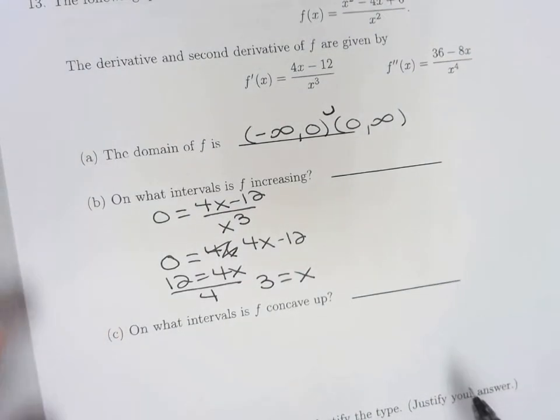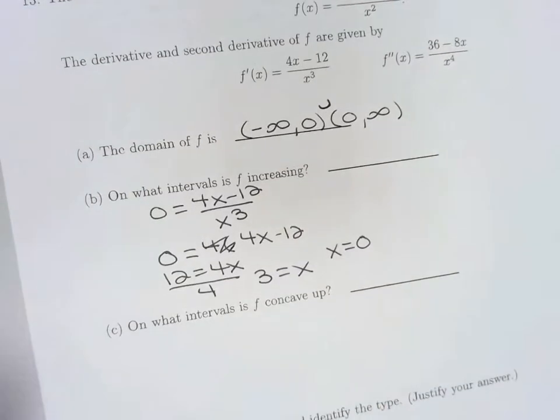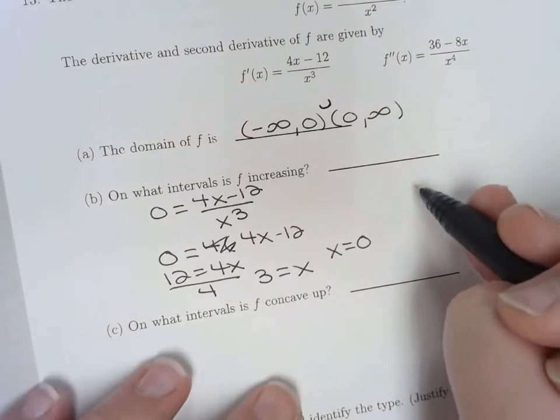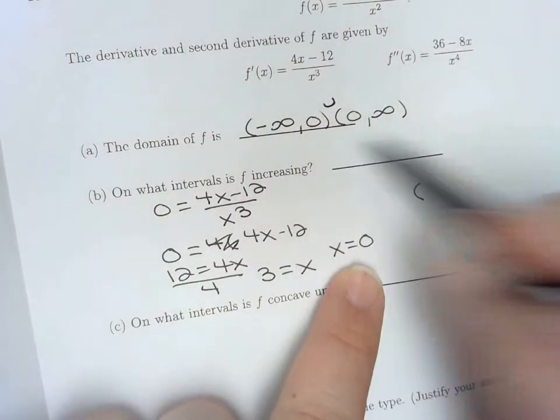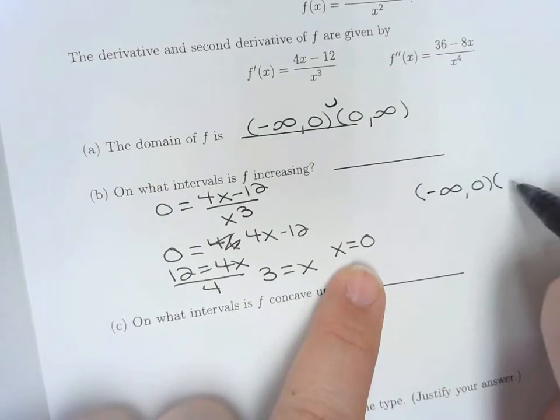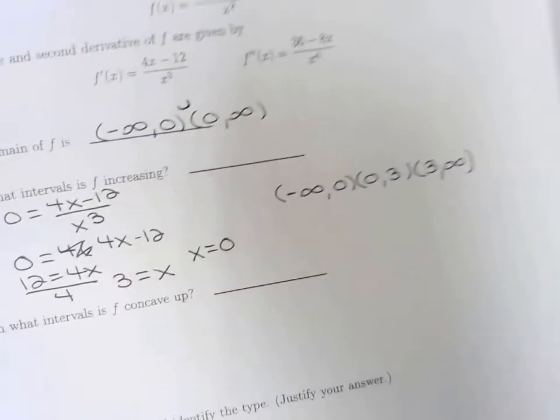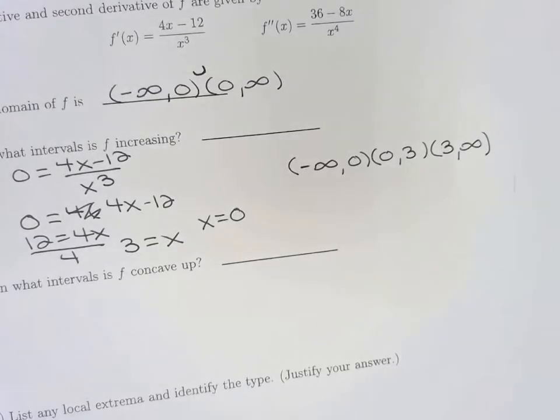Your other critical point is technically what? 0, because that's where the first derivative is undefined. Don't forget to check that. So the critical point is where the first derivative is equal to 0 and where it's undefined. So when I'm looking for intervals of increasing, decreasing, that 0 is already taken care of in the domain, so negative infinity to 0, 0 to 3, 3 to infinity. It doesn't specifically ask for a point, so you do not need to know the y value that goes with x equals 3.